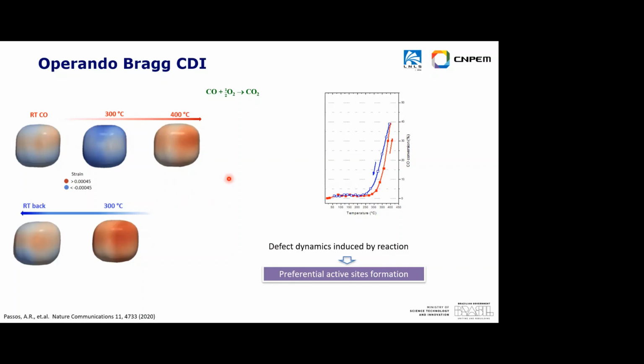It was nice because we could better understand this hysteresis behavior. In the literature it's well known for this catalyst and these reactions, but people usually say it's related to a temperature offset in the reactor. There was never a relationship with the single particle, with the structure of the catalyst itself. So in this work, you could see the defect dynamics induced by the reaction and the formation of the preferential activity sites.